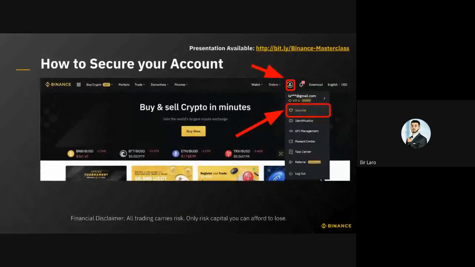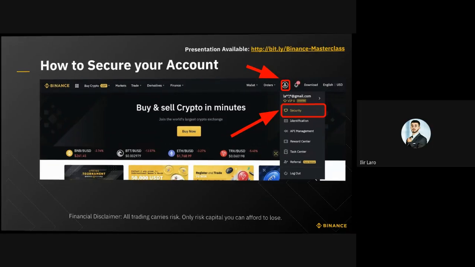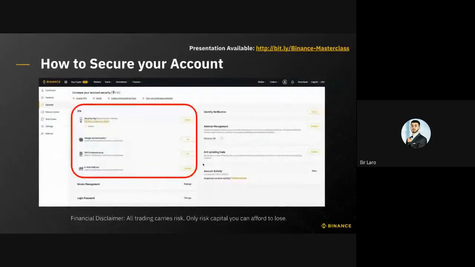So moving on to the first step: how to secure your account. Pretty similar, pretty easy. You hover over your profile icon and click on security. You can see here you have, I guess, 4 different ways to secure your account: security key, Google authentication, SMS authentication, and your email address. Your email address should have already been done.